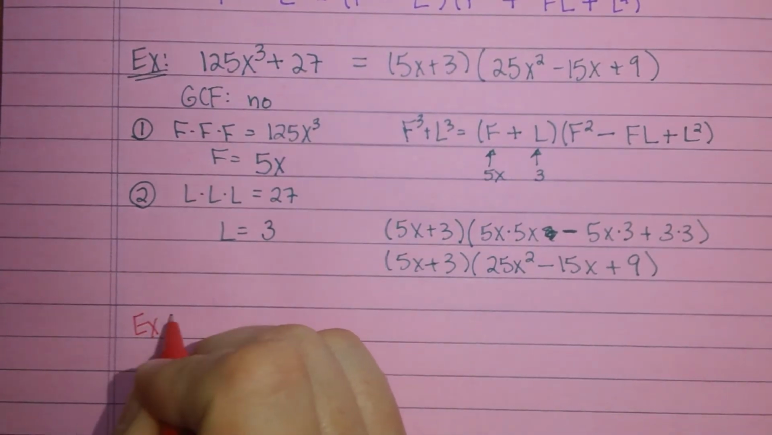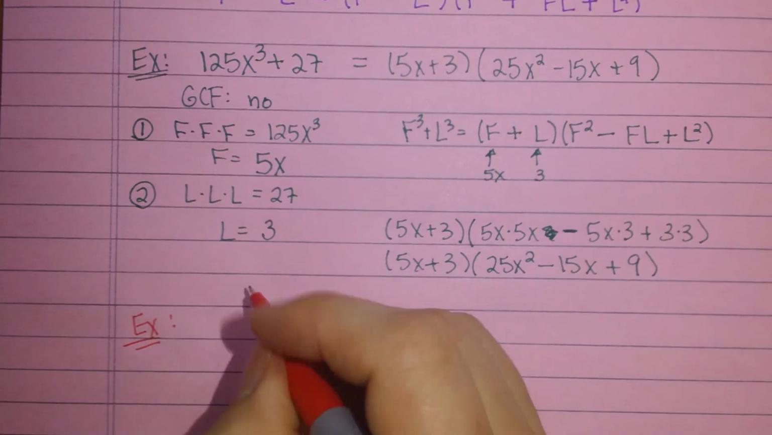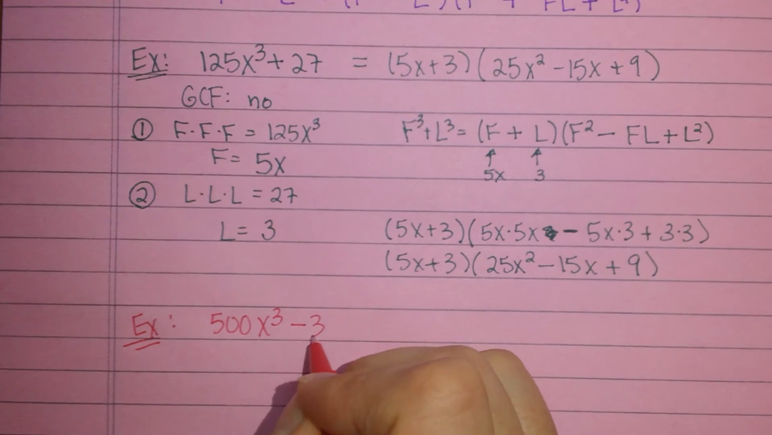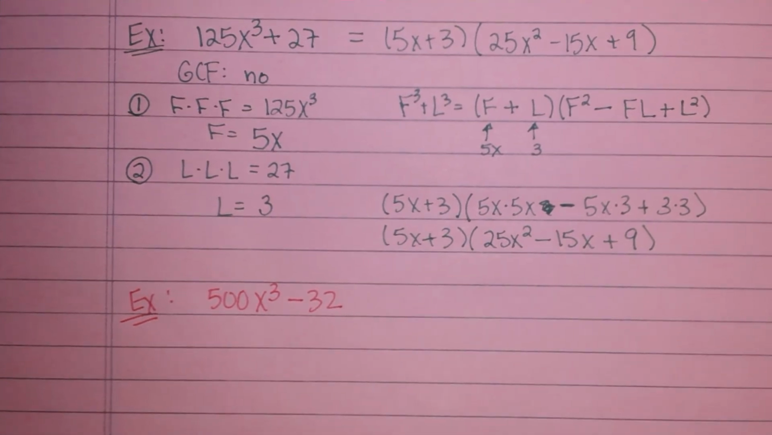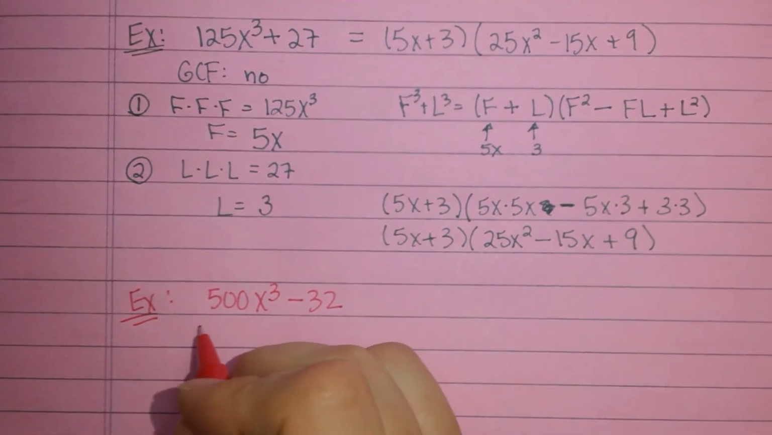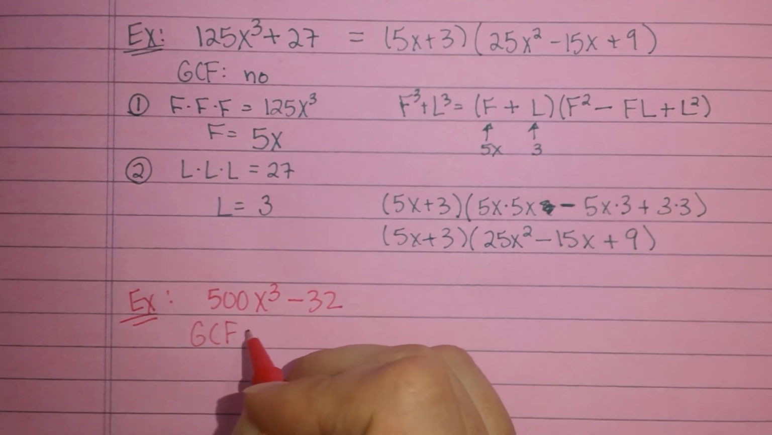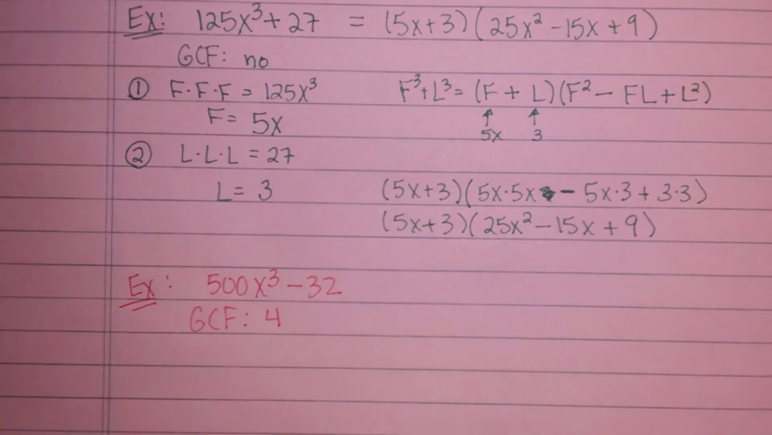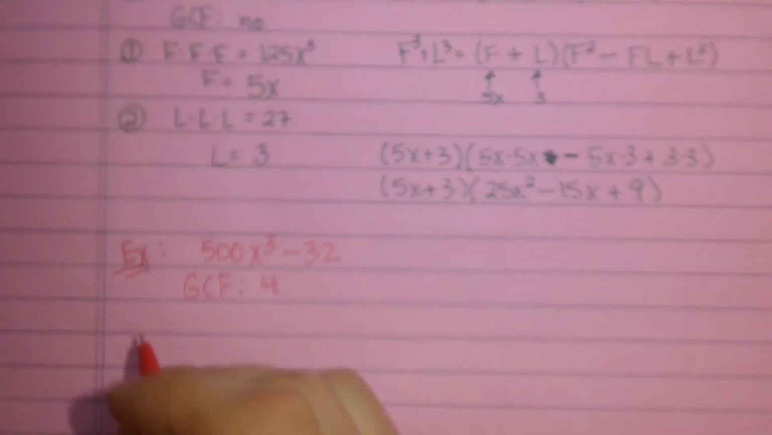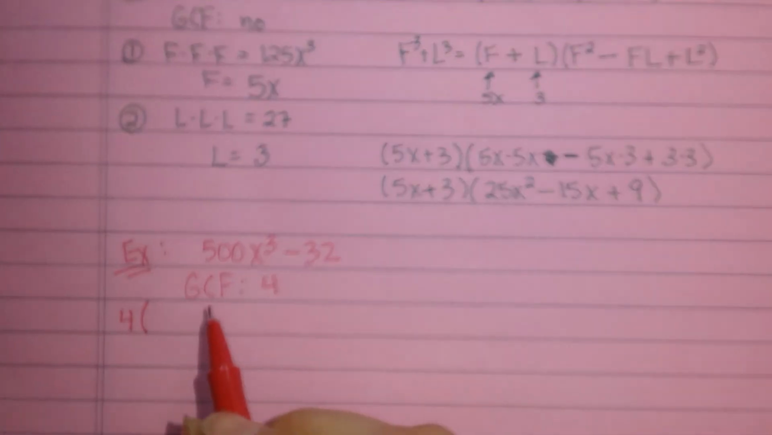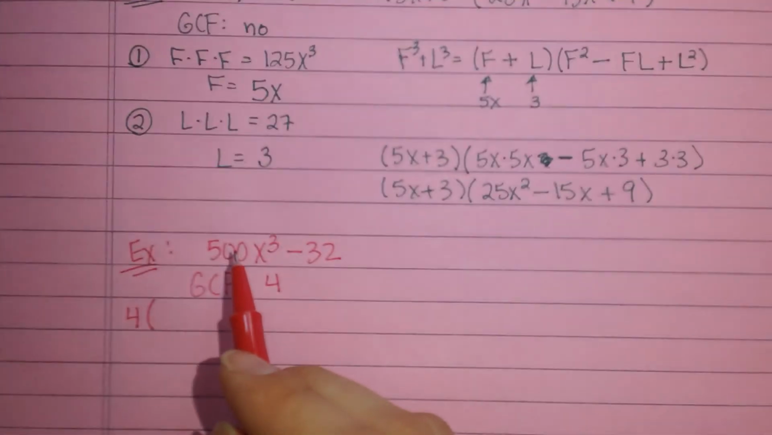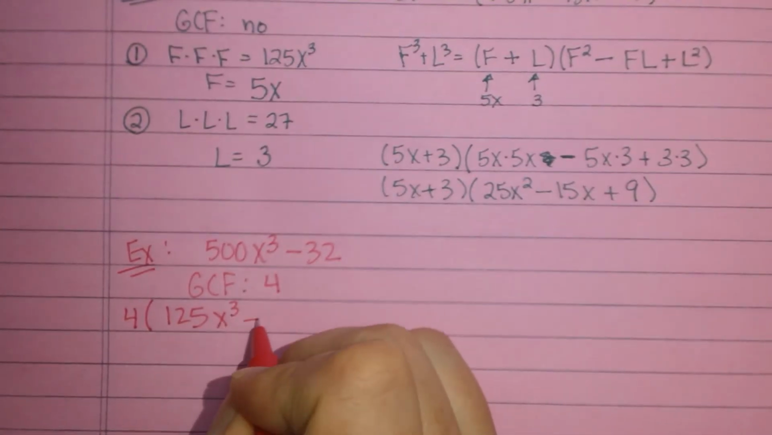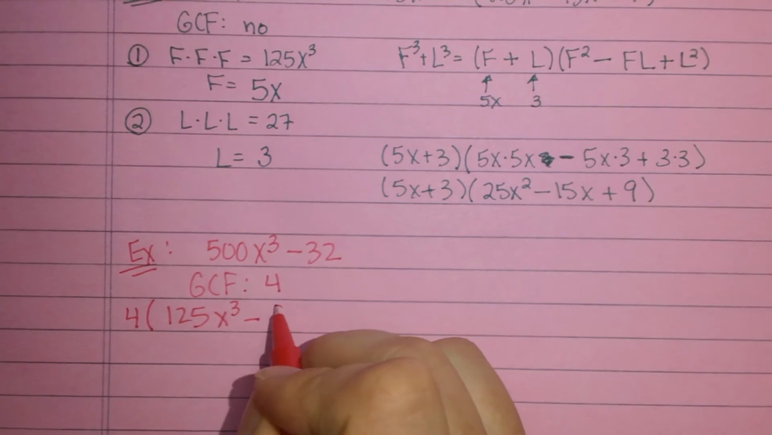Our second example is going to be 500x cubed minus 32. Let's check for greatest common factor. The greatest common factor here is going to be 4. So what I'm going to do is factor a 4 out, and that will leave 500 divided by 4 is 125, and we have x cubed minus 32 divided by 4 is 8.